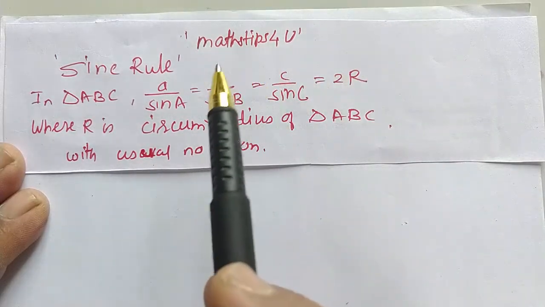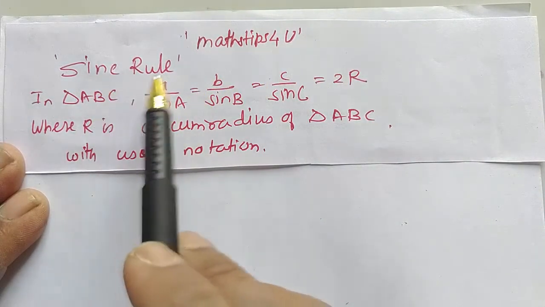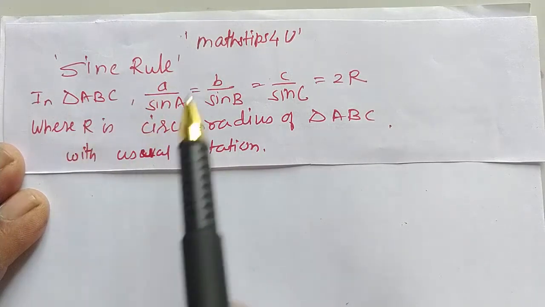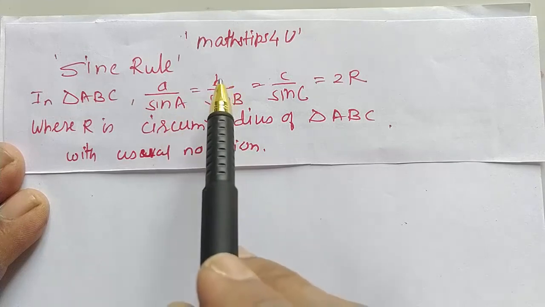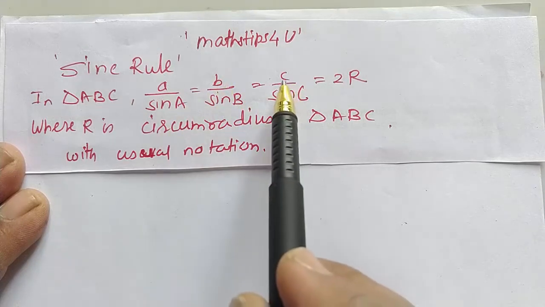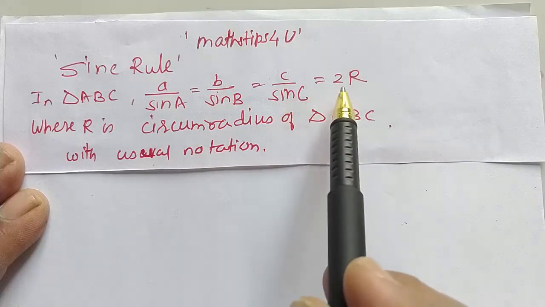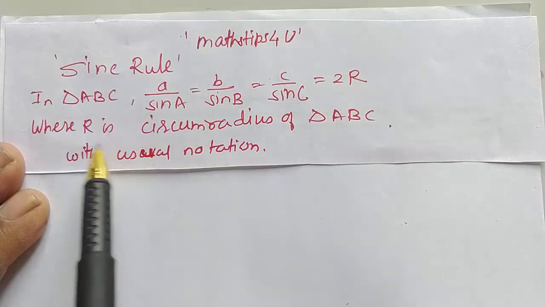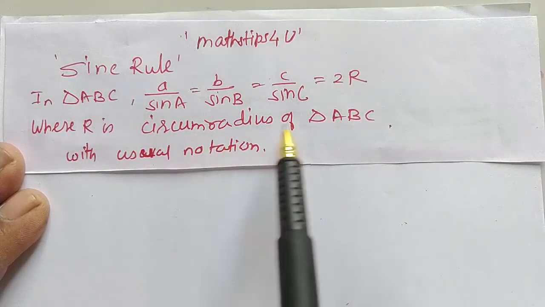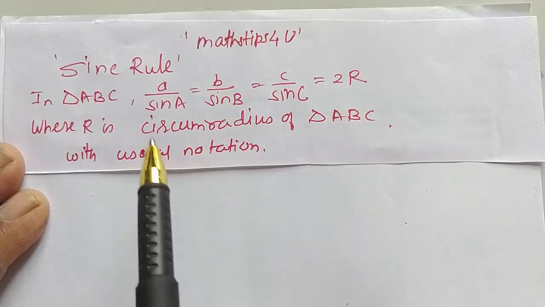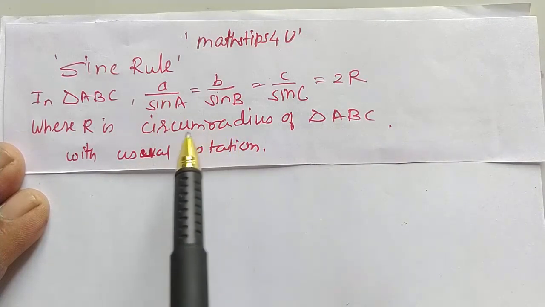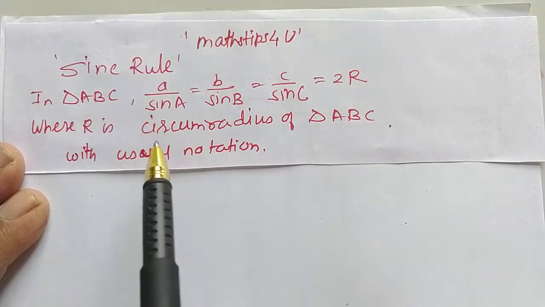In this video, we are going to prove the sine rule in triangle ABC. The sine rule states that a upon sine A is equal to b upon sine B is equal to c upon sine C is equal to 2R, where R is the circumradius of triangle ABC with usual notations. So, we shall prove the sine rule in triangle ABC.